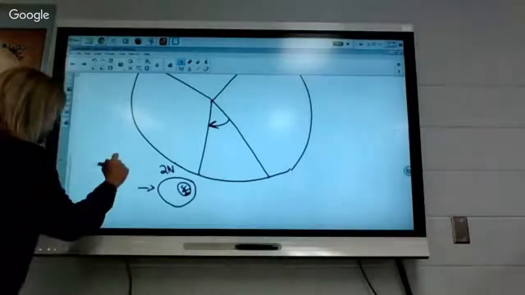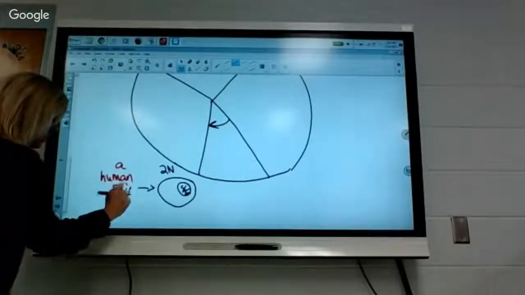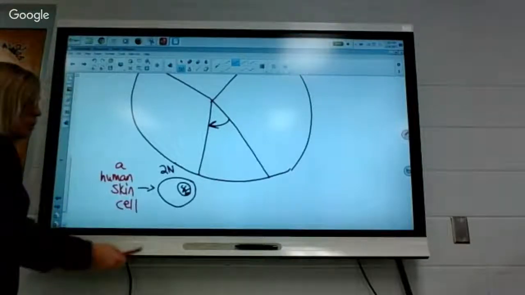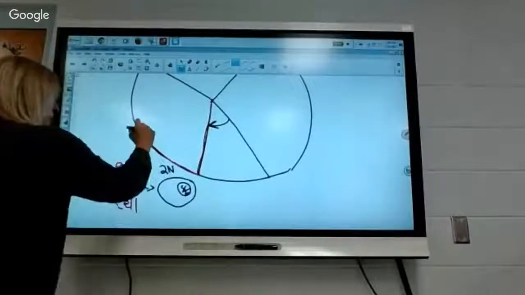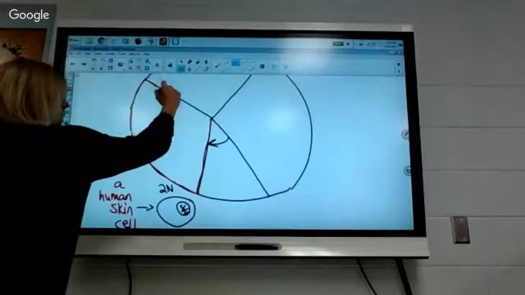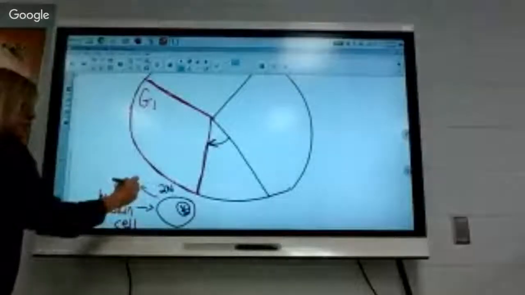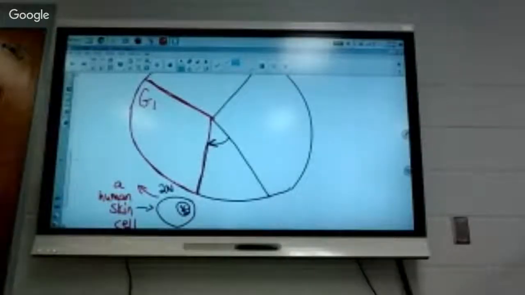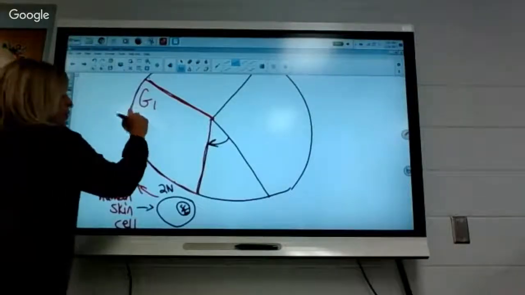A human skin cell. Say it was just made, or it's one of those already there on your knee, and it's going to divide to try to heal your knee. The first part of the life cycle is called G1, or gap 1. G is for growth, so it's going to grow.